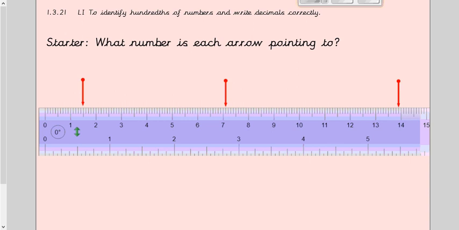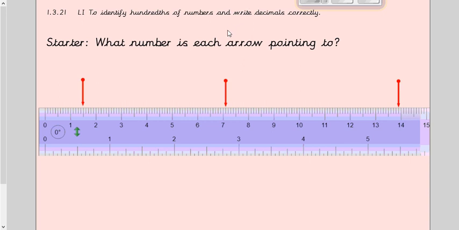Before we go into our learning for today, can you have a look at the question on the video and see if you can answer the question? So it says, what number is each arrow pointing to? So this is based on last week's learning. You just need to read the ruler using it as a number line to work out which number the arrow is pointing to. So pause the video, have a go, and then we'll go through the answers.